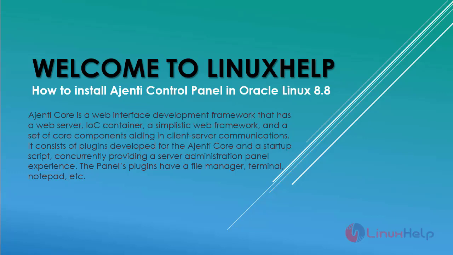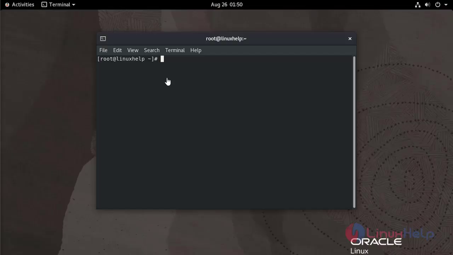Ajenti Core is a web interface development framework that has a web server, IOC container, a simplistic web framework, and a set of core components aiding in the client-server communication. It consists of plugins developed for the Ajenti Core and the startup script, concurrently providing a server administrator panel experience. The panel's plugins have a file manager, terminal, notepad, etc.